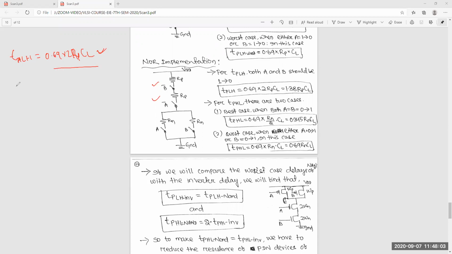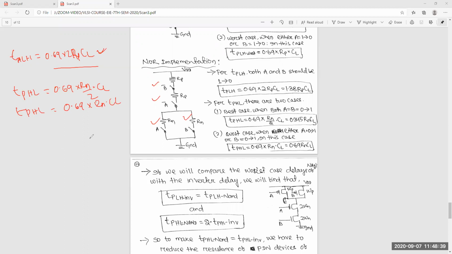But in these cases, two cases again will come for TPHL, high to low. High to low means either both will be on or any one will be on, either this or this. So when both will be on, then 0.69 into Rn by 2, parallel, into CL. The other case of TPHL is 0.69 into Rn CL, because any one will be on.